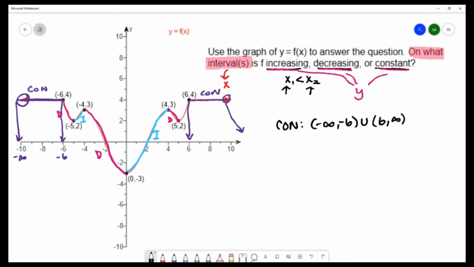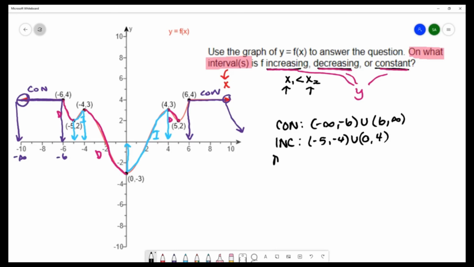So then let's write down the intervals of increasing, and those are the blue intervals that you see. And remember, we're going to be writing down the intervals of x. So this interval of x starts at negative 5 and goes to negative 4. And then we have an interval of x which starts at 0 and goes to 4. And remember, this book uses open intervals, which is why I'm using parentheses on this.